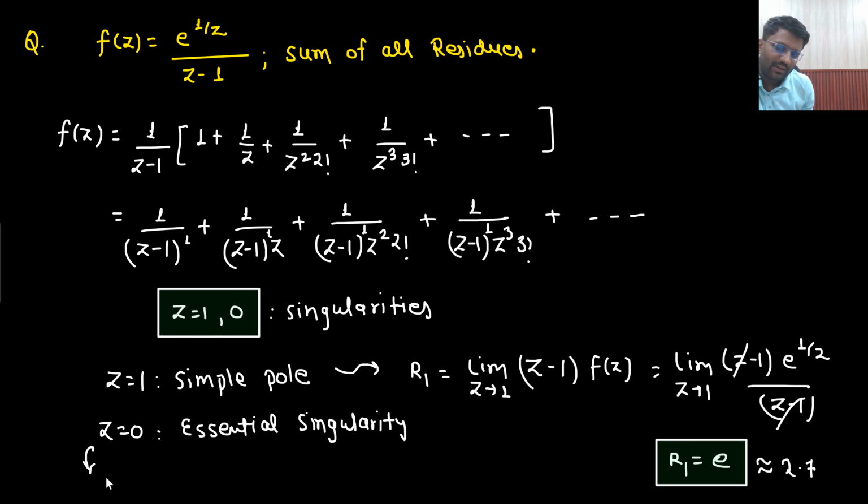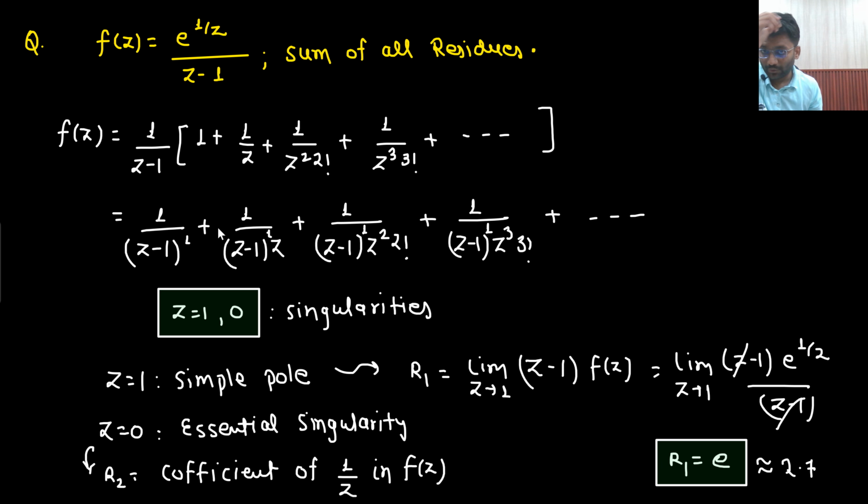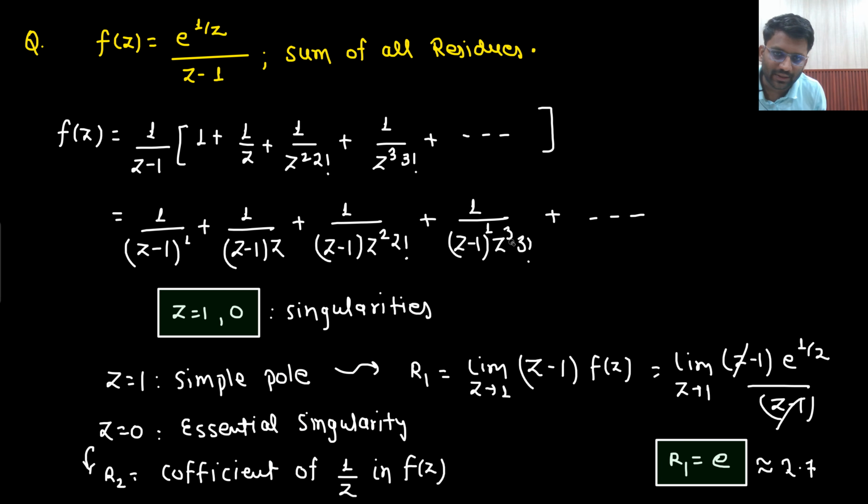Now, sir, this is essential singularity, no? So, what will be the residue here? Residue would be nothing but the coefficient of 1 by z in f of z. So, what will be your R2? Someone says, sir, my R2 would be the coefficient of 1 by z in f of z. Sir, in f of z, the coefficient of 1 by z is 1 upon z minus 1. So, sir, R2 would be 1 upon z minus 1.